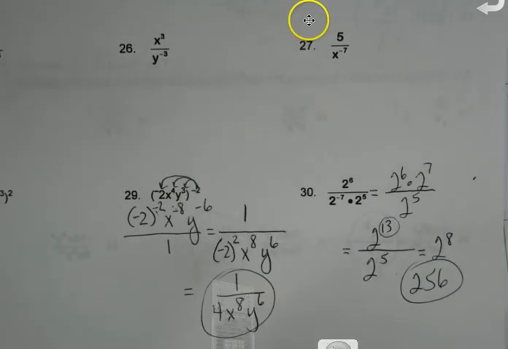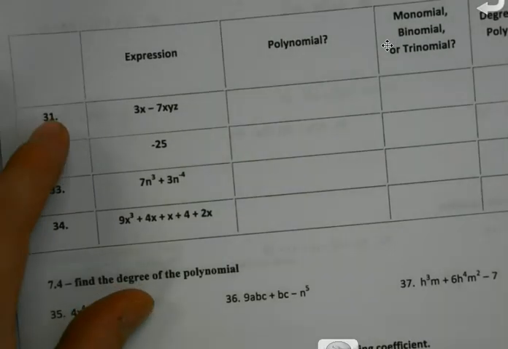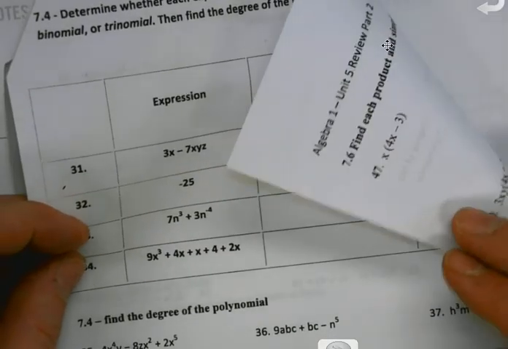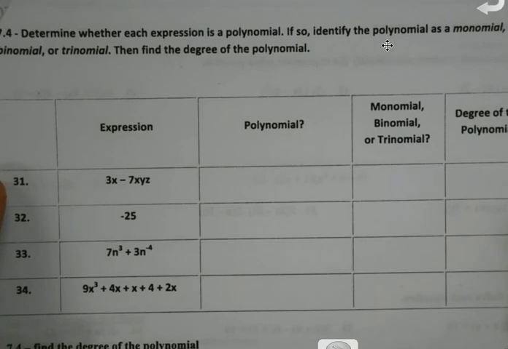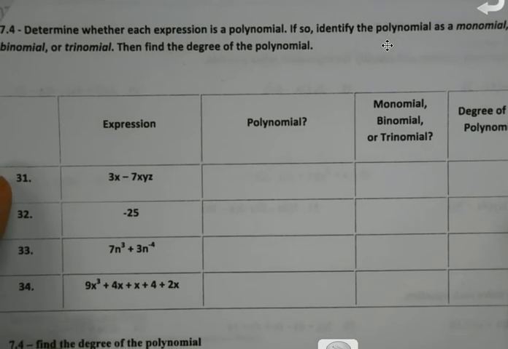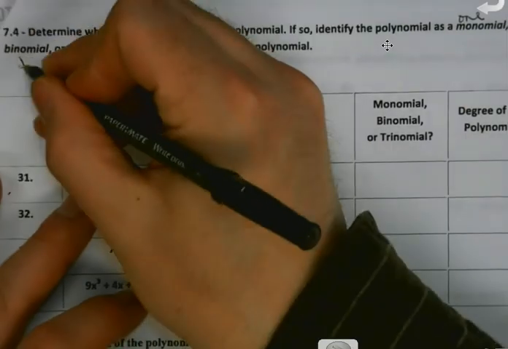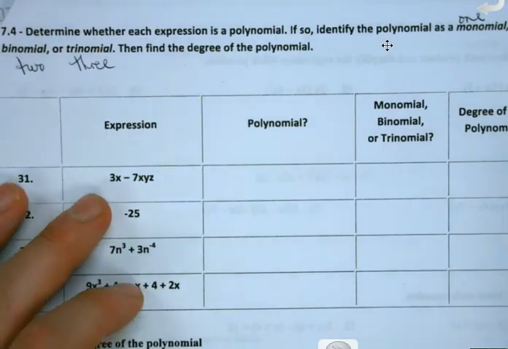So let me get the calculator out of the way. Okay, we're going to bust through the polynomials here. And then we're going to kind of start to slow down a little bit and give you a little bit of time to get some stuff done. So, all right, determine whether the expression is a polynomial. Then identify if it's a monomial, one term, a binomial, two terms, or a trinomial, three terms.